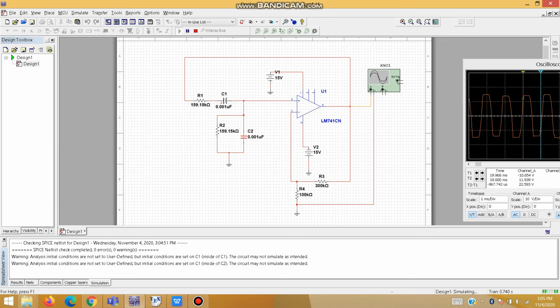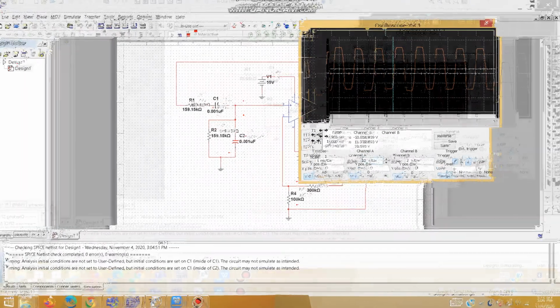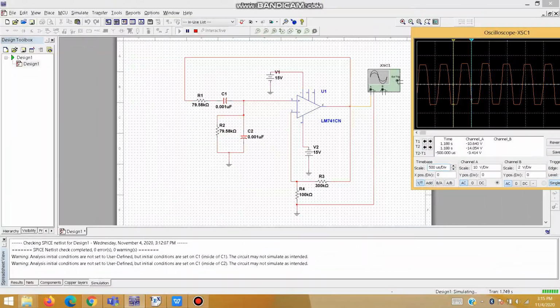This is the second circuit, the same design as the previous circuit but with a different value of resistor. This is because we target a frequency of 1 kilohertz in this circuit. So the value of R1 and R2 is equal to 159.15 kilo ohm. From the waveform we can see the period is equal to 967.742. If we use the formula of frequency, the frequency is equal to 1.033 kilohertz. This is the same as the previous.